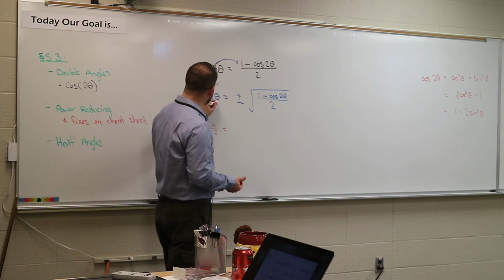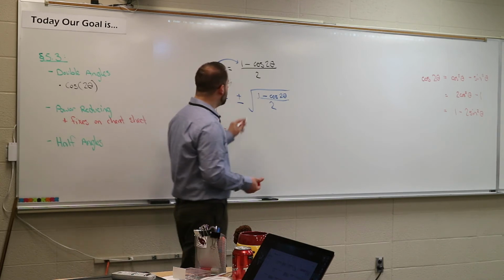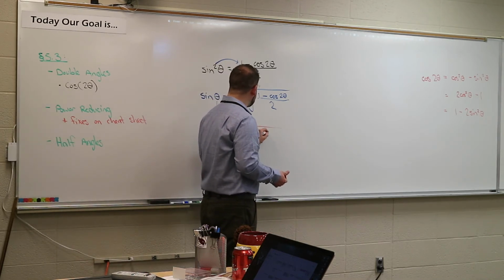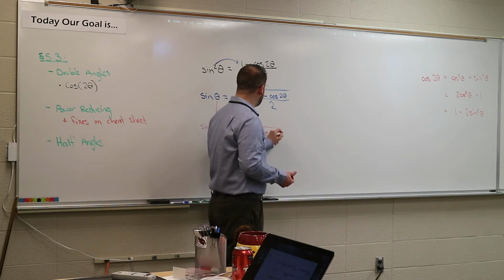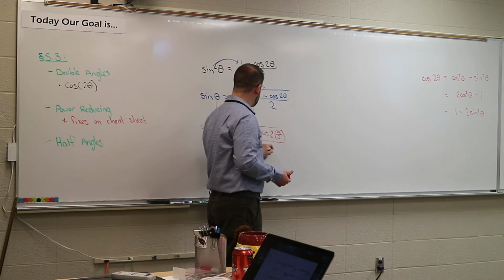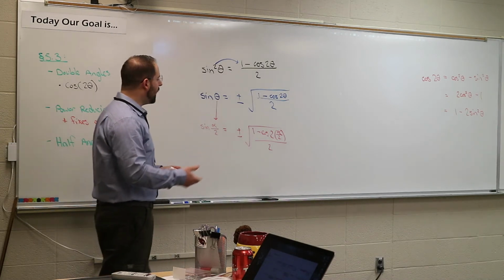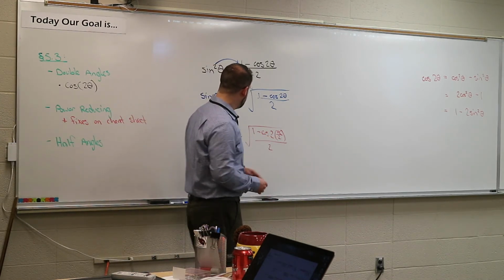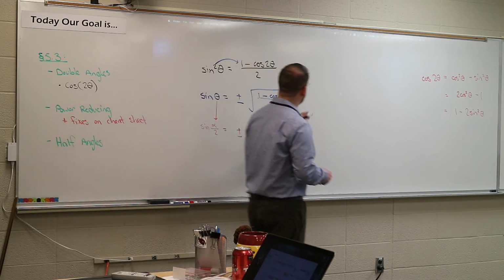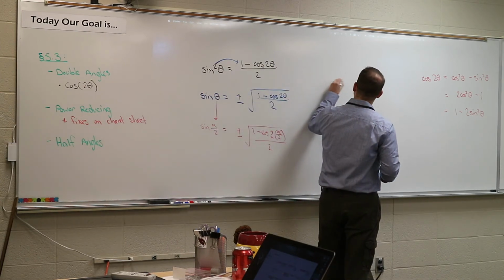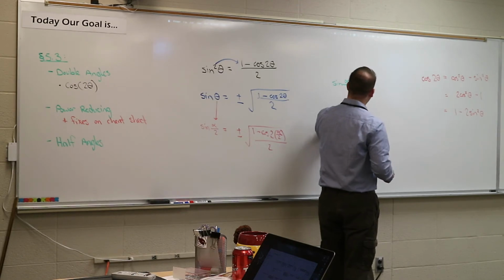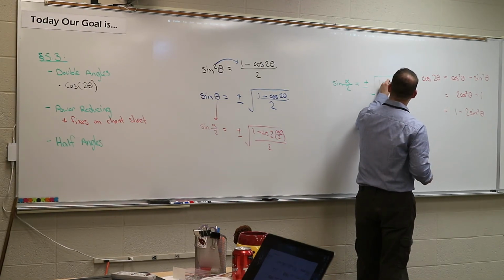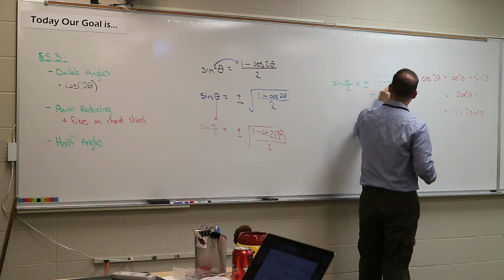Now, once I replace this with alpha over 2, you have to go in the formula over here and replace any of the thetas with alpha over 2. When you do that, it simplifies, because what happens with the 2's here? They cancel. So here's what you're left with: sine of alpha over 2. The half angle formula is plus or minus the square root of 1 minus cosine of alpha, all over 2.